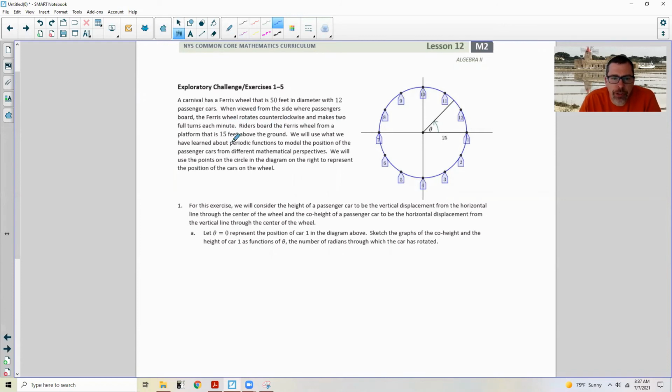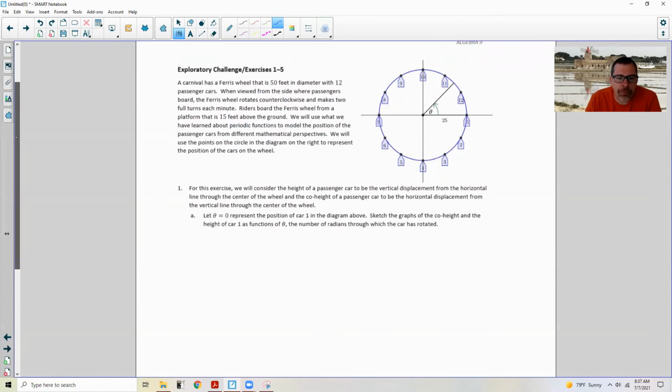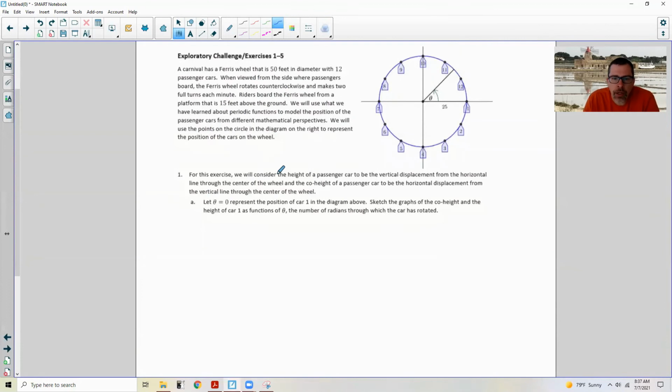We will use what we have learned about periodic functions to model the position of the passenger cars from different mathematical perspectives. We will use the points on the circle in the diagram on the right to represent the position of the cars on the wheel. So number 1 says, for exercise 1, we will consider the height of the passenger car to be the vertical displacement from the horizontal line through the center. Height of the passenger car, vertical displacement.